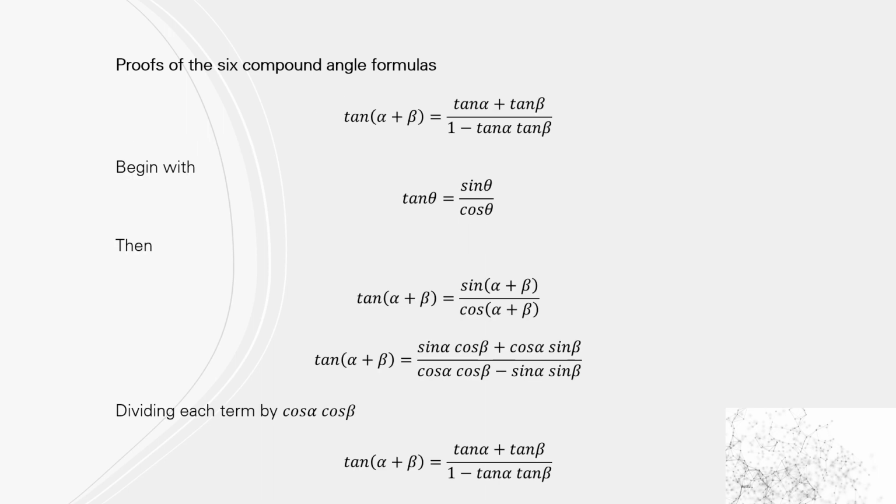So now on to proving tan of alpha plus beta. So we know that tan is sine over cos. So tan of alpha plus beta is sine of alpha plus beta over cos of alpha plus beta. Write the expansion of those two, from what we've proven before. And if you divide each term by cos alpha cos beta, you end up with tan alpha plus tan beta over 1 minus tan alpha tan beta.